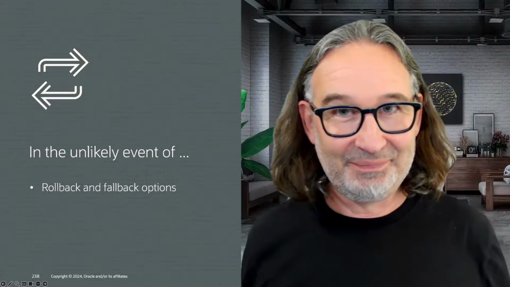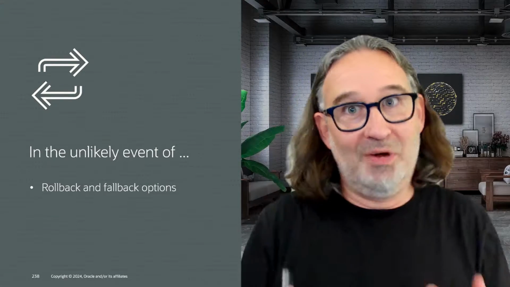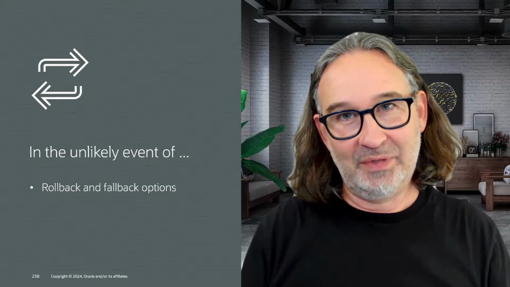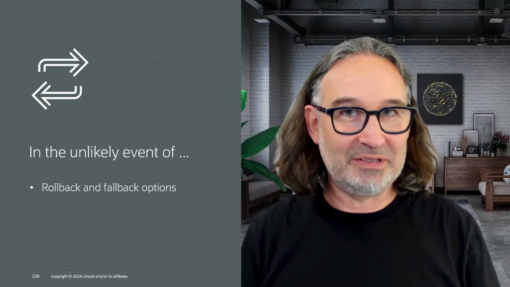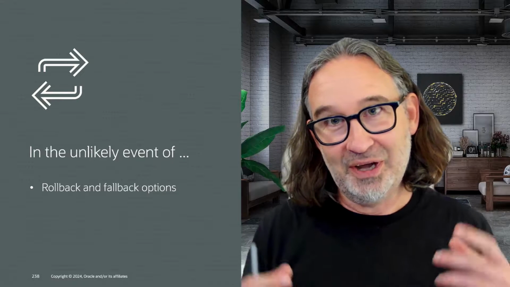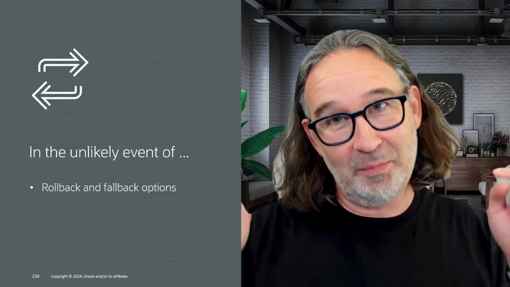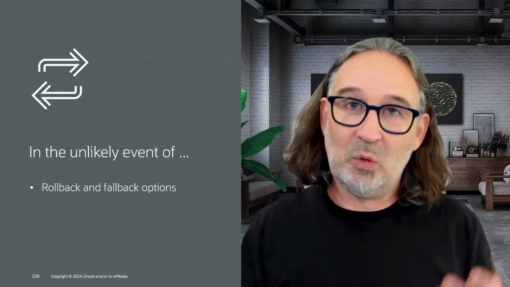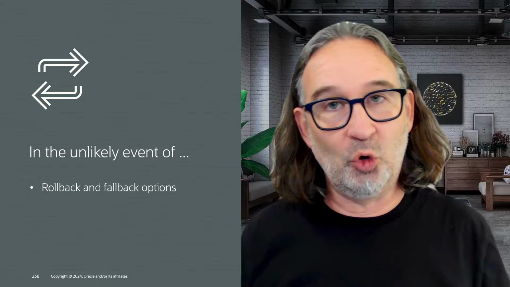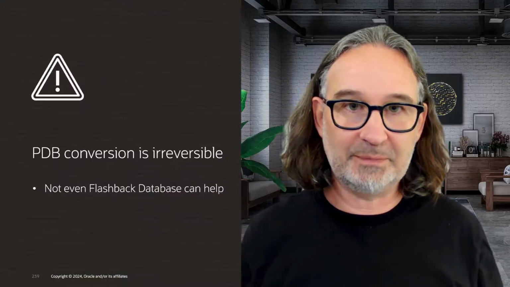Thanks, Rodrigo. We are almost at the end. There's just one thing we need to discuss. In the unlikely event of loss in cabin pressure, oxygen masks will automatically drop from above, and so on. So what do we have to do? What are our rollback and fallback options?